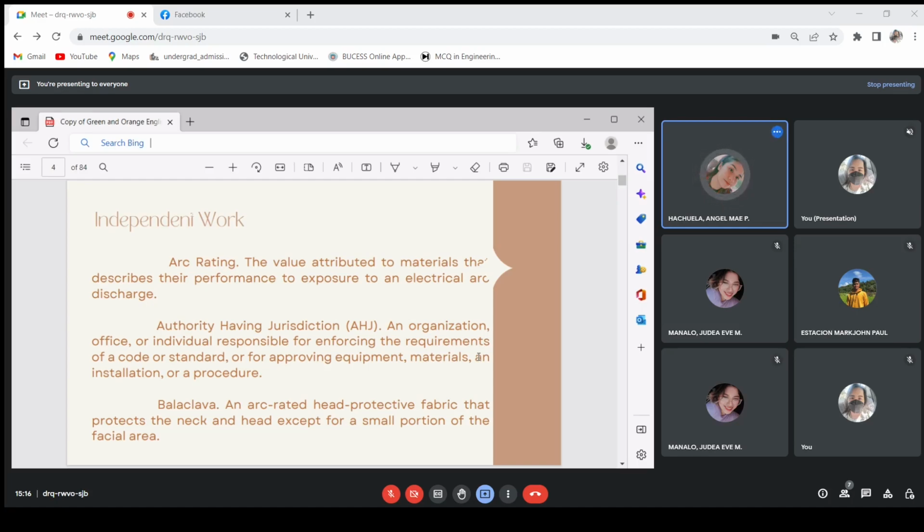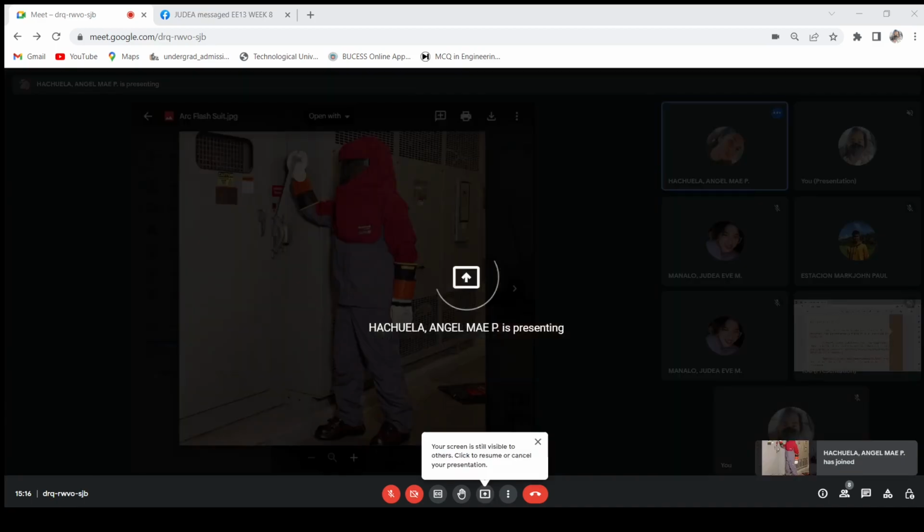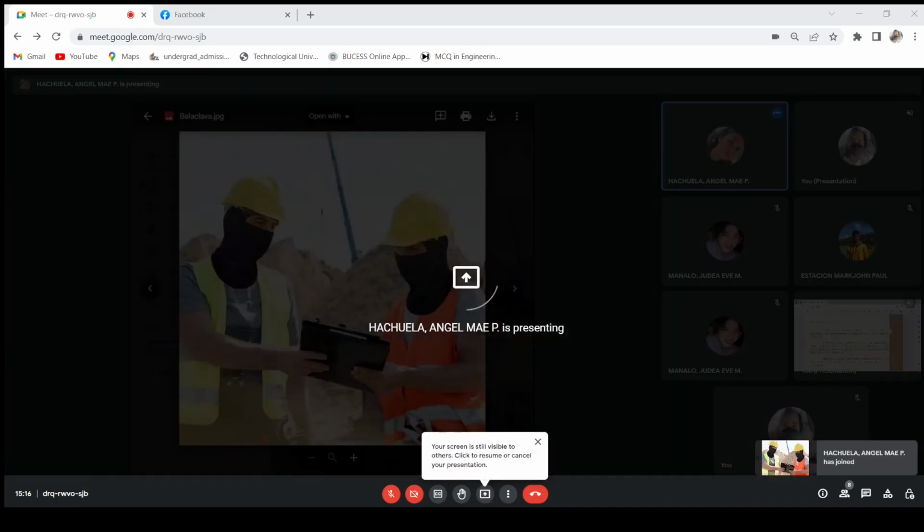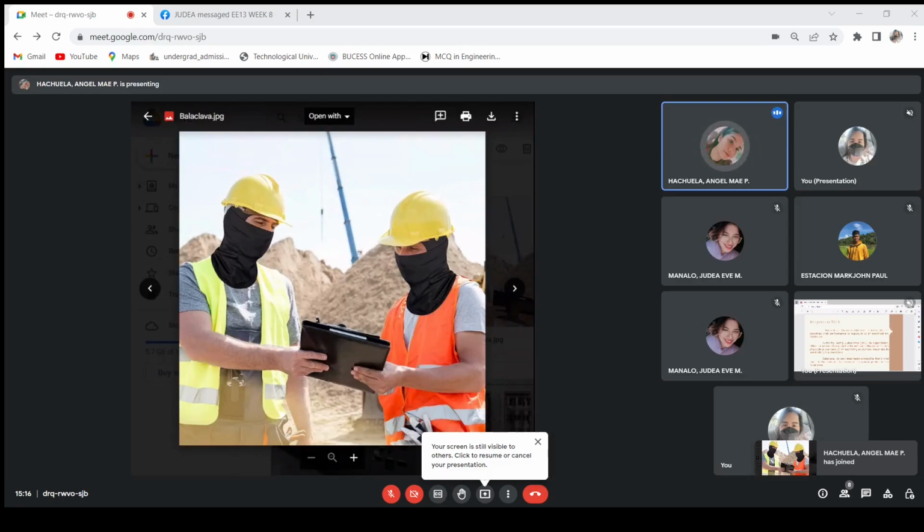The next one is balaclava, an arc-rated head protective fabric that protects the neck and head except for a small portion of the facial area. Here is an example of a balaclava. This is its example.